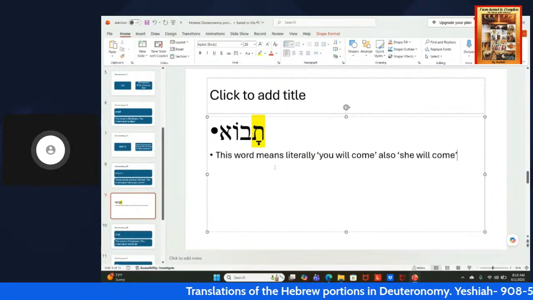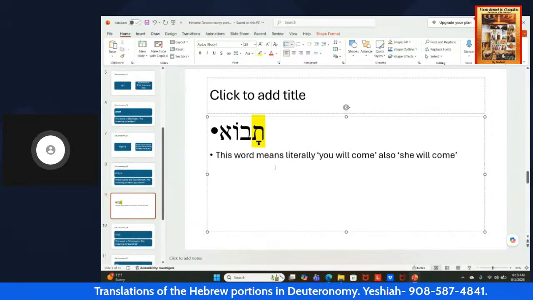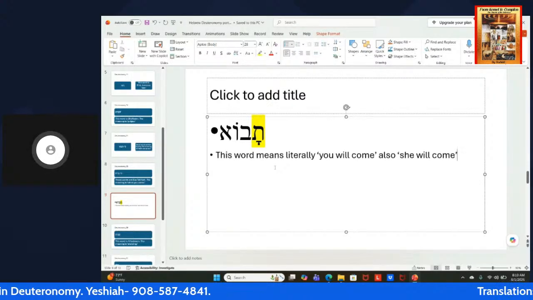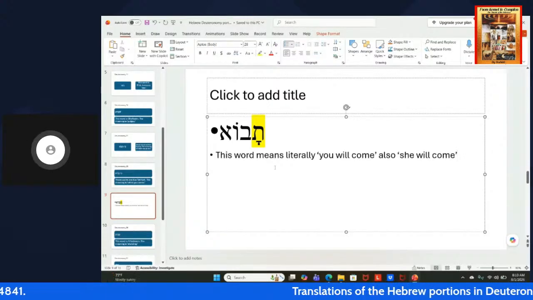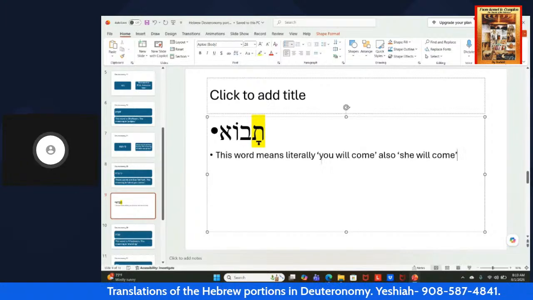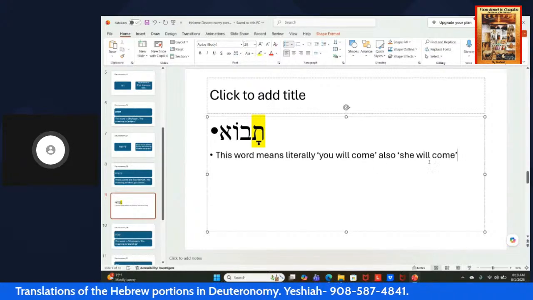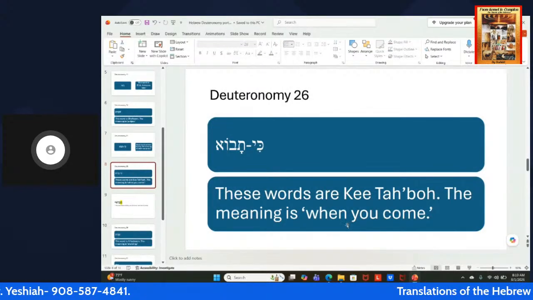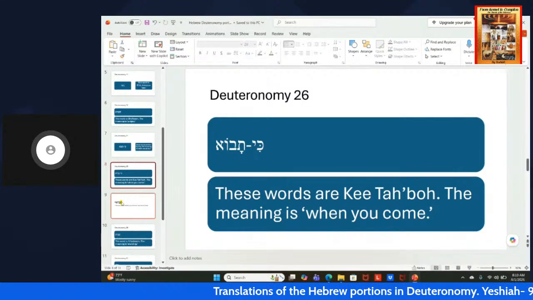So tokal means you will eat. Tokal means she will eat as well. So we can use the pronouns if we want to, or a name, be it male or female, if we want to be more specific and clear when speaking. Now, tabo, meaning you will come, also means she will come. Brothers and sisters, looking at it from here, these words are ki tabo. The meaning is when you come, or when you will come, future tense, in the literal translation.